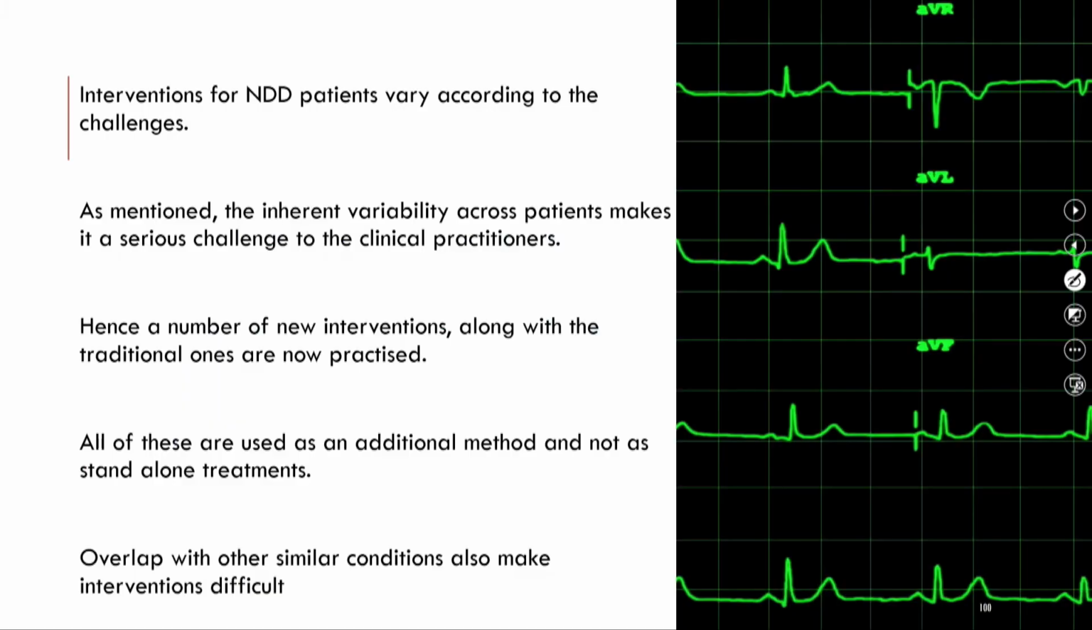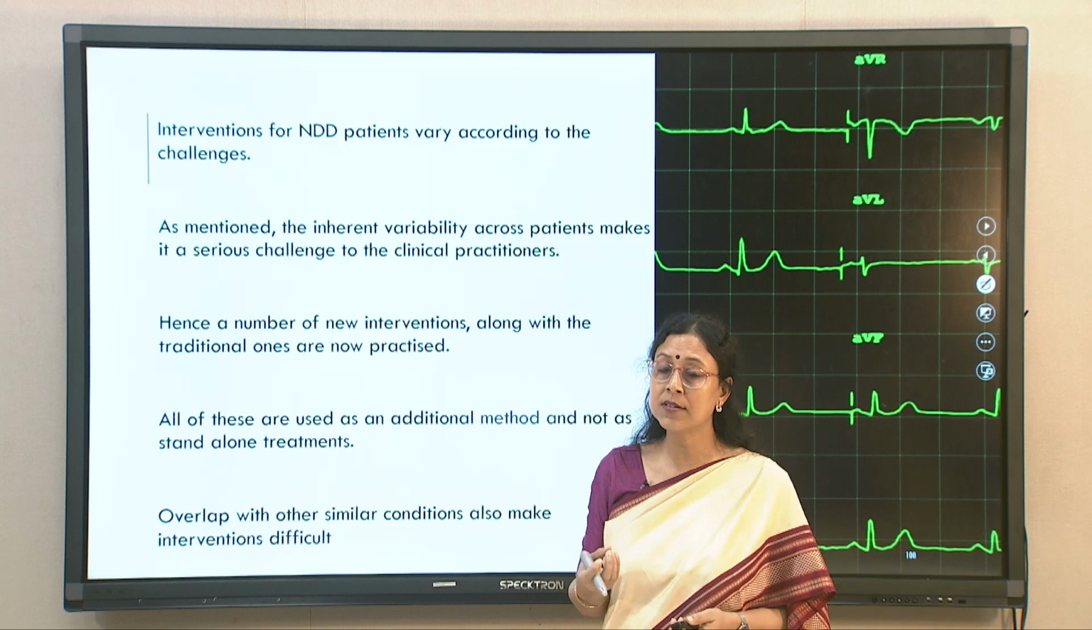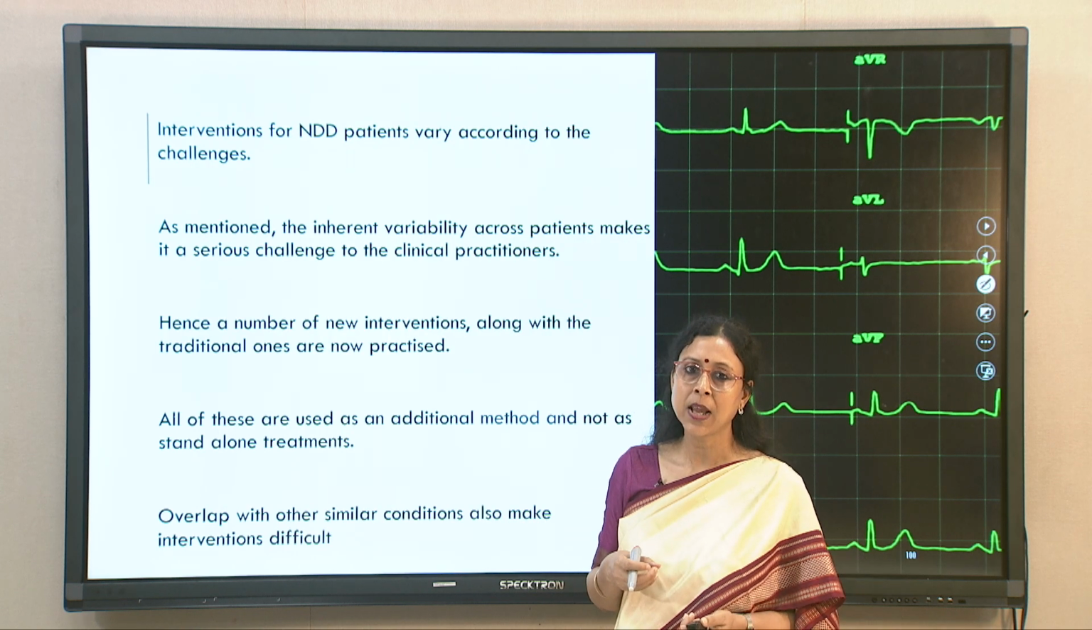So, some of those things let us look at. Inherent variability across patients makes it a very serious challenge for clinical practitioners who are treating these various kinds of disorders, be it dyslexia, autism spectrum disorder, Down syndrome, whatever, because there is a lot of variability. Not only is there a lot of overlap across categories, but within a category also there are a lot of differences. As a result, very many new kinds of intervention techniques have been proposed.